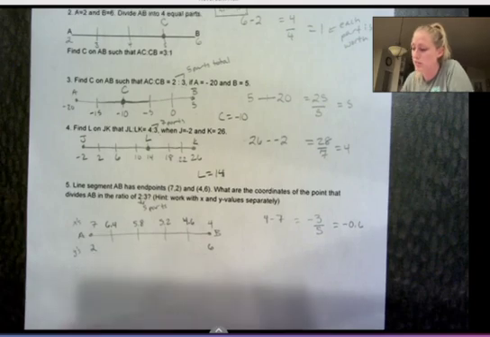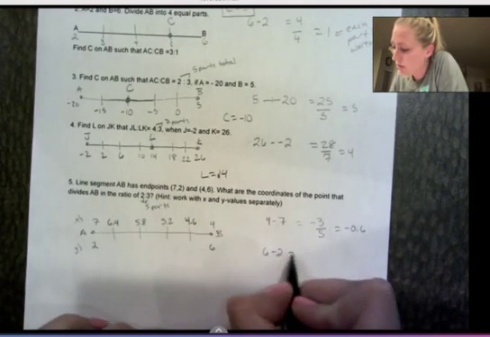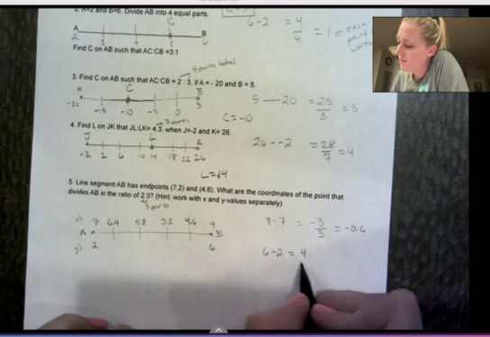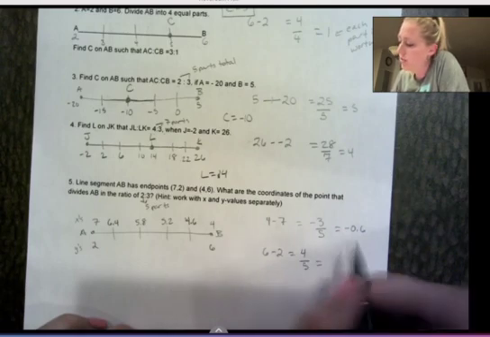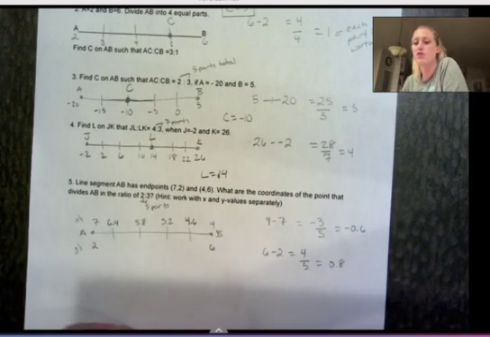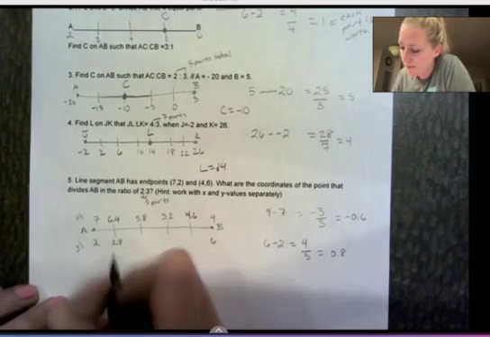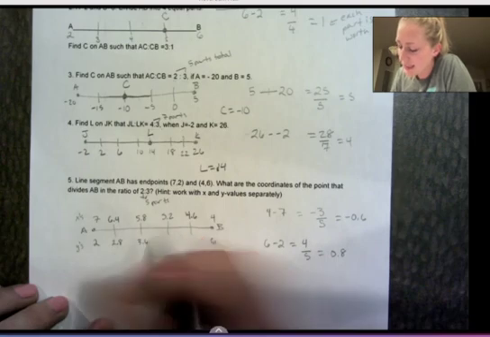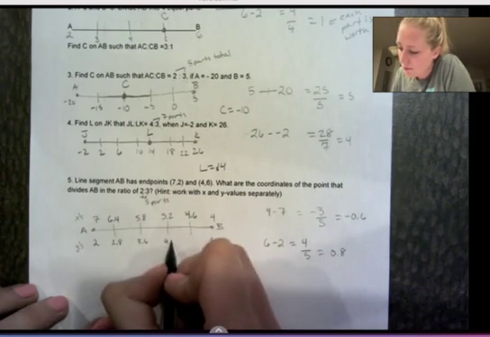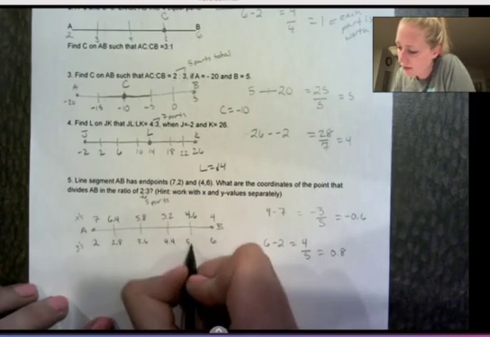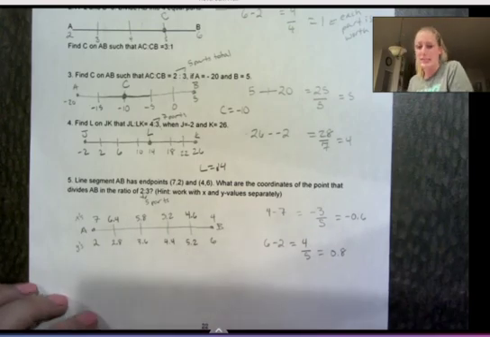Now we're going to do the same thing with the y's. So 2 to 6. 6 minus 2 is 4. We divided it into 5 equal parts, 4/5 or 0.8. So I'm going to go up by 0.8 each time. 2 plus 0.8 is 2.8, then 3.6, then 4.4, then 5.2, then 6.